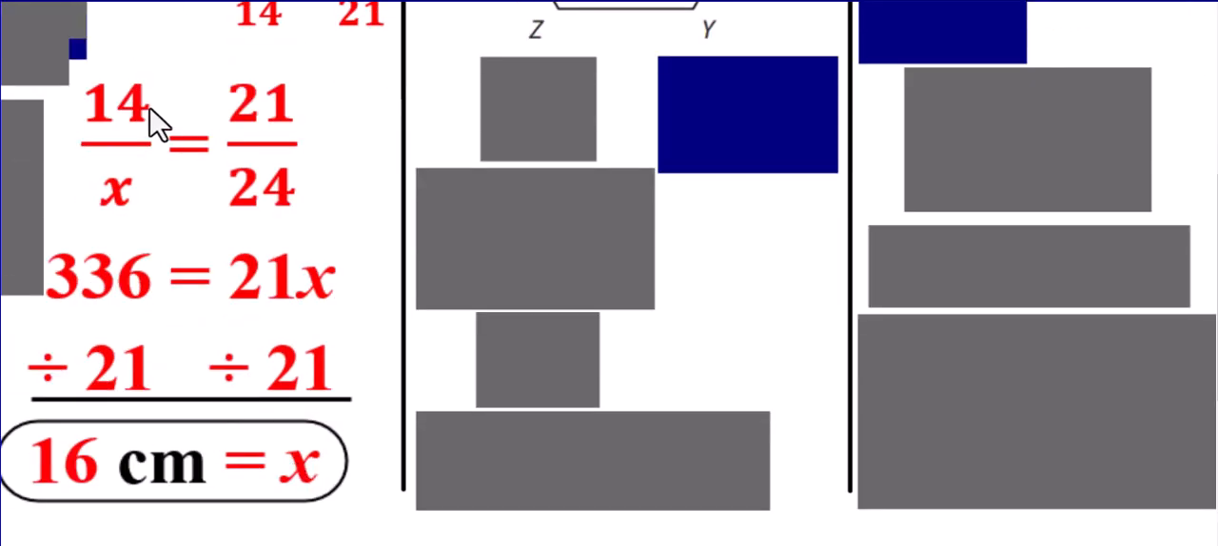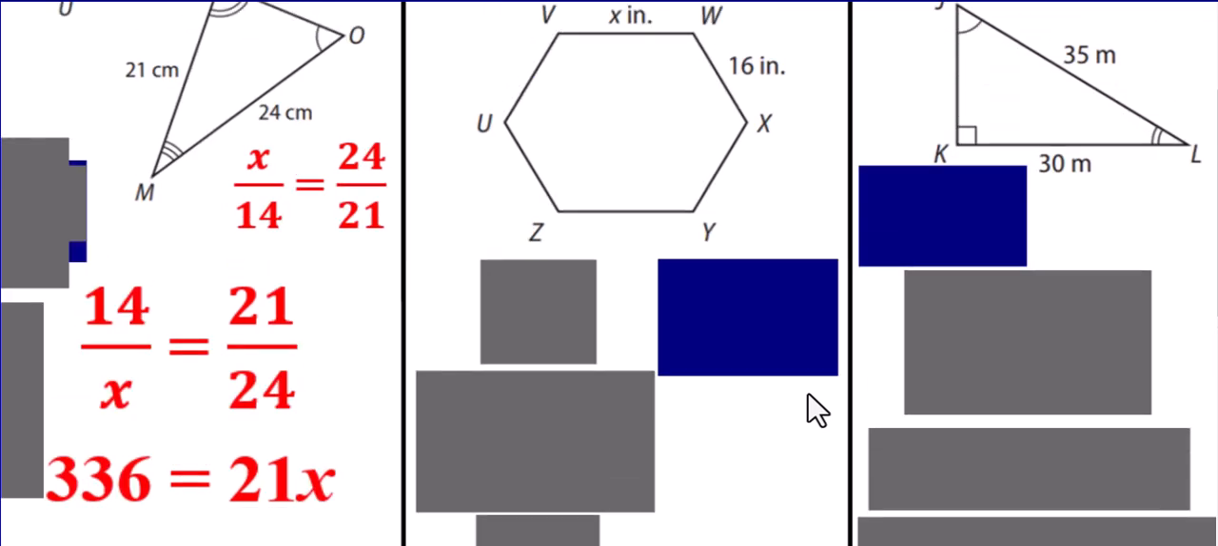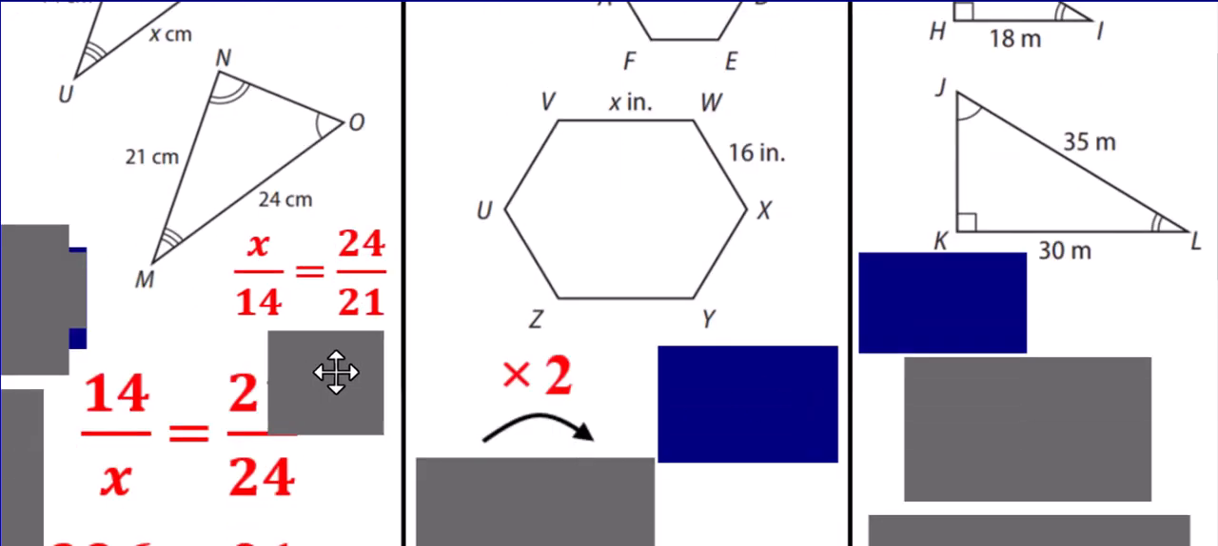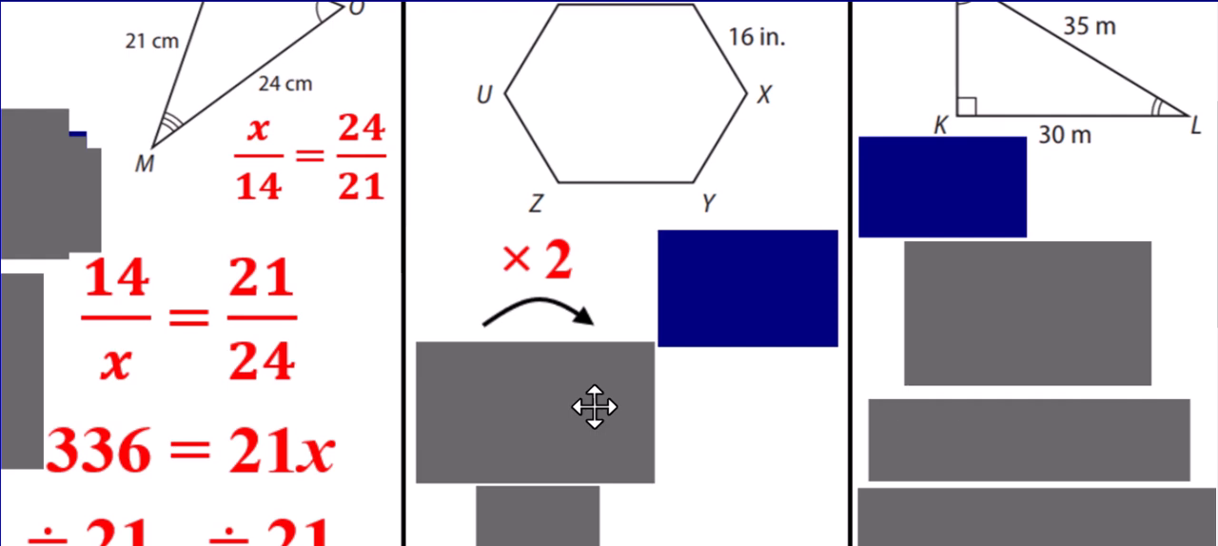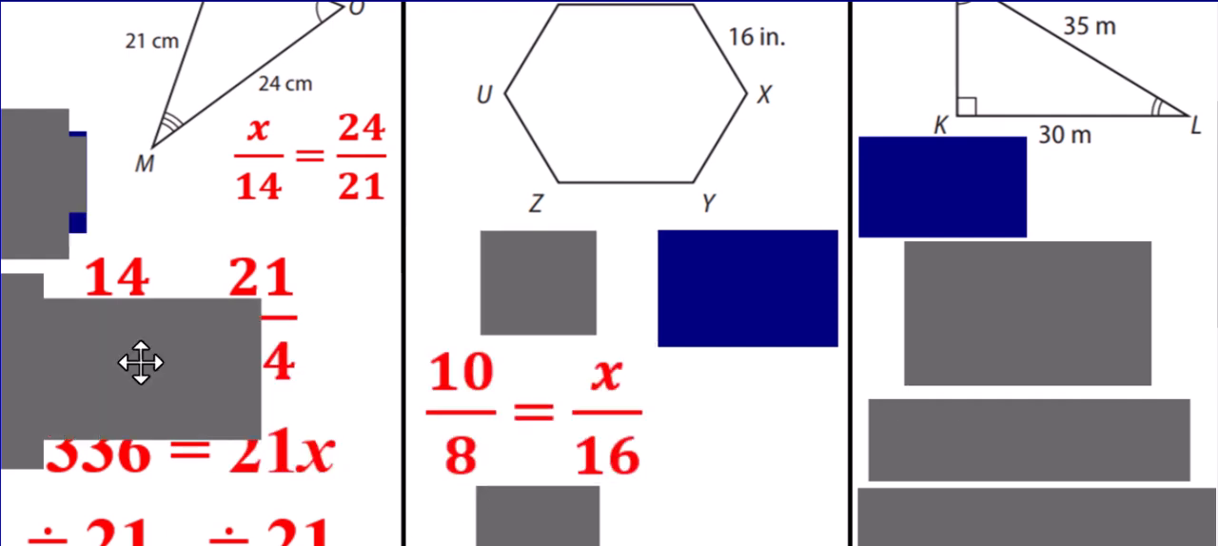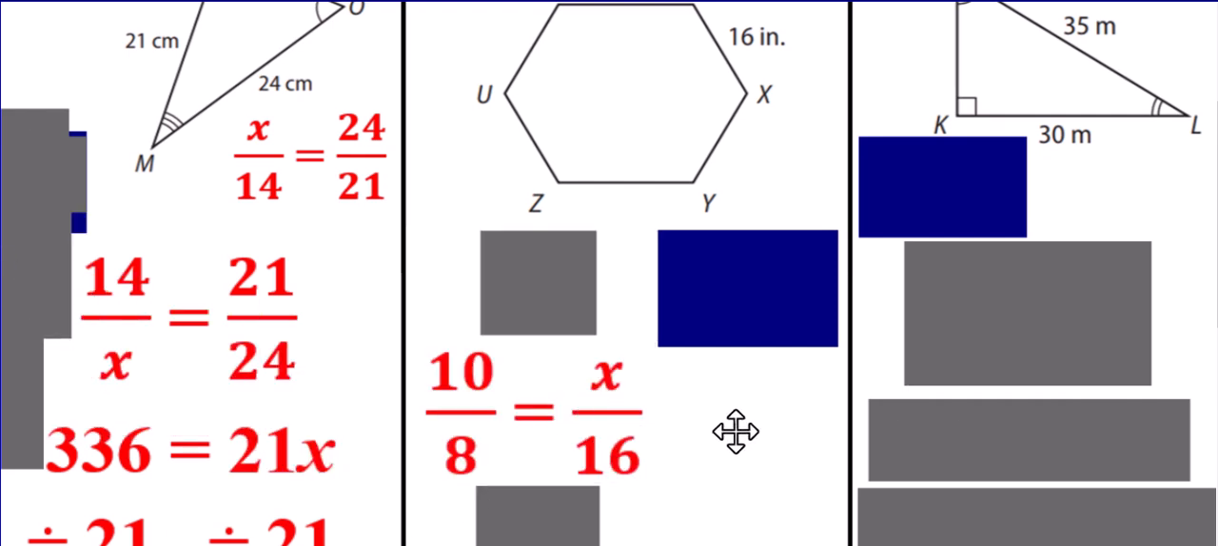You could have done a shortcut of taking 14 times 1.5 to get 21. Then you would divide by 1.5 to get from 24 to 16. So if you did a shortcut, that is fine. Problem number 4. Spoiler alert, I would totally do a shortcut on this problem. You're about to see why.